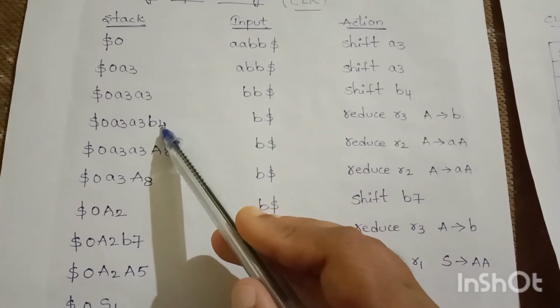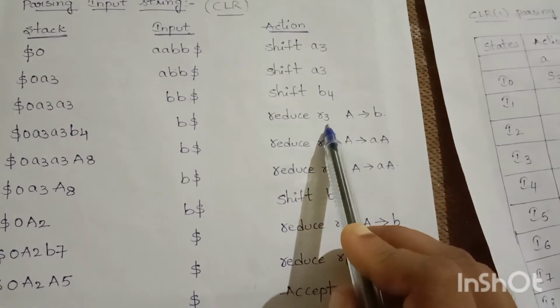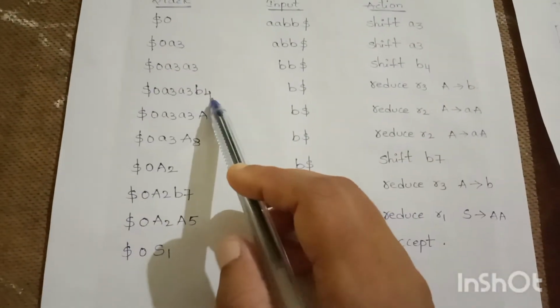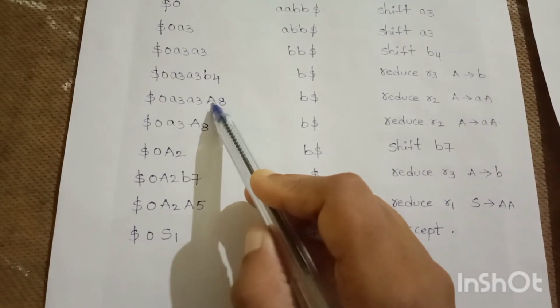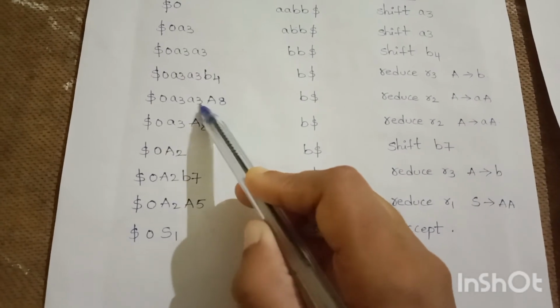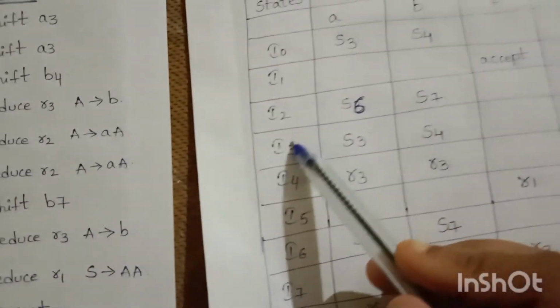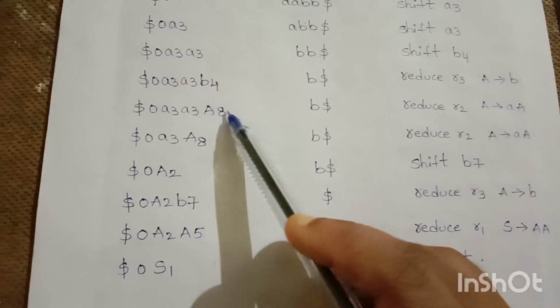Now check the action: 4 on b. What do we have? Reduce R3. In R3 of the grammar, what we have is A tends to b. Now this b will be replaced with capital A. Now we need to write the state number also. For that, check 3 on capital A. We have 8. So write the number 8 here.